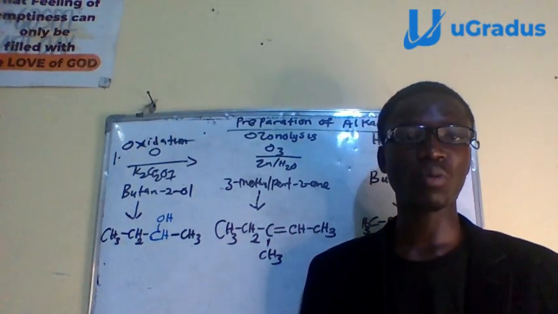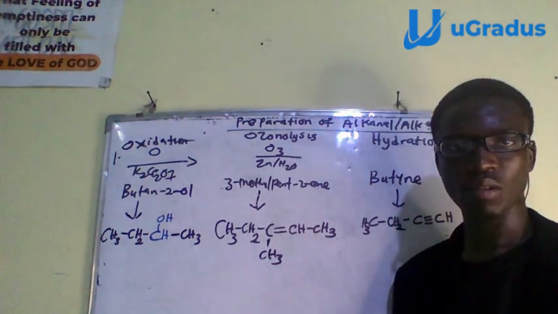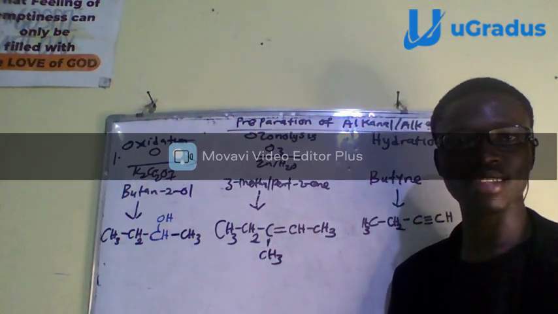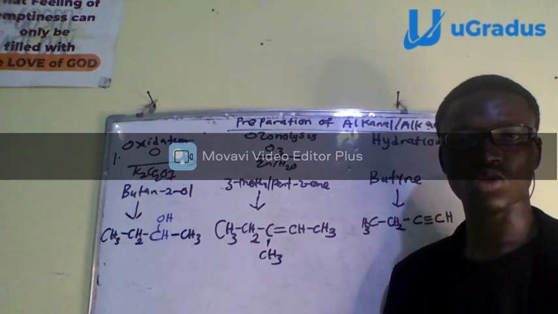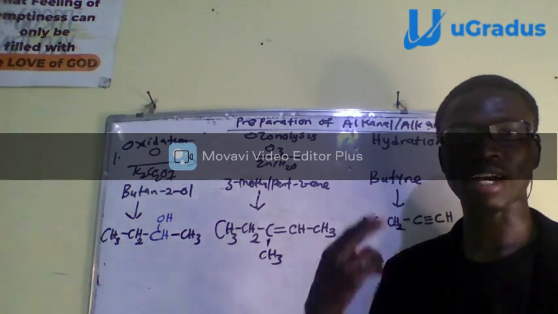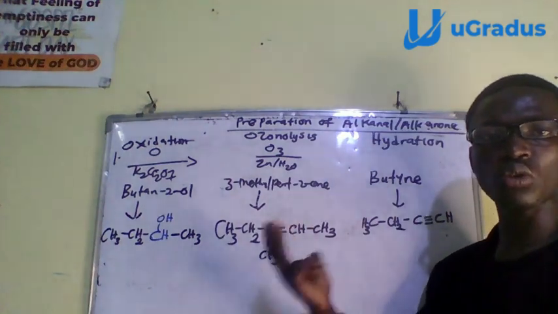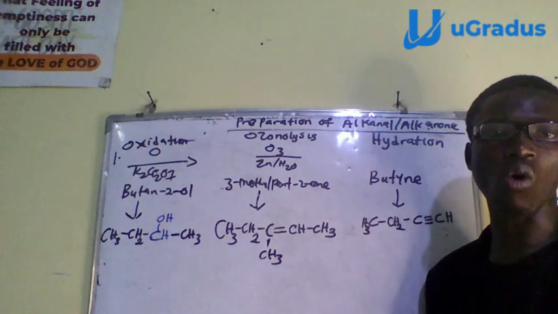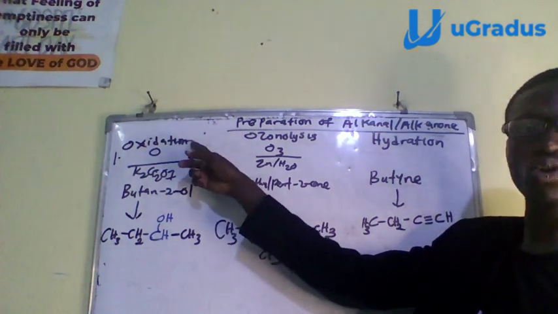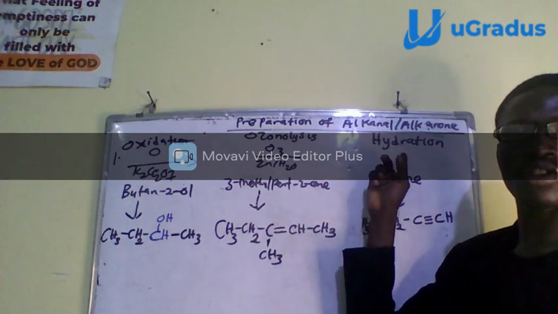In this video, I'm going to be taking you through the preparation of alkanal and alkanone. Don't forget that these two are twins in carbonyl compounds. That is to say, the compounds that contain at least a double bonded oxygen on a carbon atom. As seen on the board, I will be taking you through three major processes by which you can produce alkanal or alkanone. Number one is oxidation, number two is ozonolysis, while the third one is hydration.